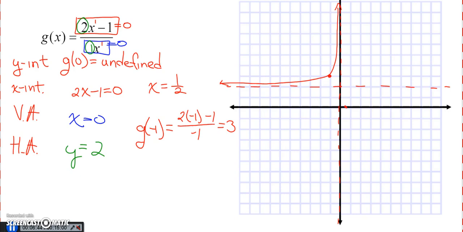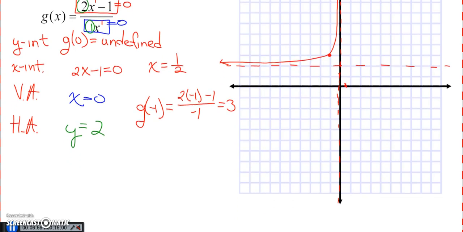Between my vertical asymptote, the dotted line right here, and this x-intercept, I would also want to plot another point because I'd like to know if it's above or below the x-axis. So I could try something like g of 1/4. 2 times 1/4 minus 1, all divided by 1/4. Can be a little tricky. I believe the top is going to be negative 1/2.